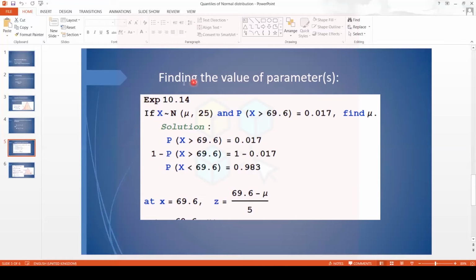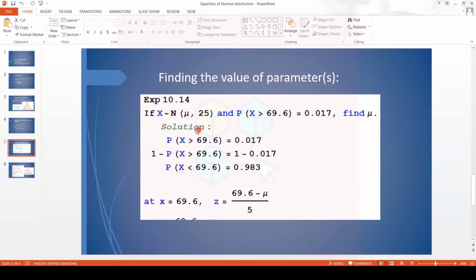We are now coming to the next topic, finding the value of parameter or parameters. There are two parameters of the normal distribution, mu and variance. In some situations, these parameters are unknown, or one of these parameters is unknown. We are considering this example in which mu is unknown. If X follows a normal distribution with mean mu and variance 25, so mu is an unknown value, and probability X greater than 69.6 is given as 0.017, and we have to find mu. In some situations mu is unknown, in some situations sigma is unknown, and there may possibly exist situations in which both mu and sigma are unknown.